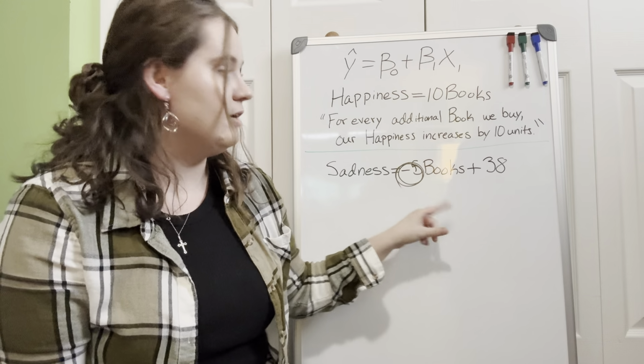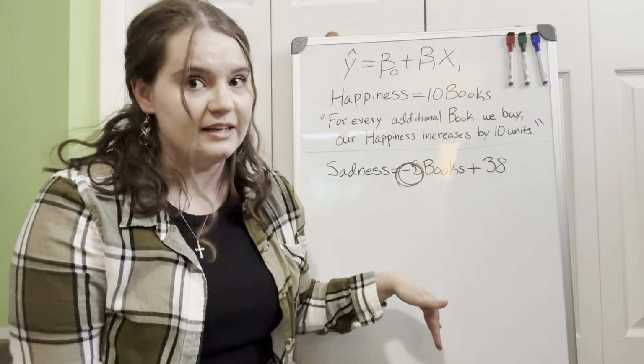This is kind of an awkward pause, I guess. I'll just go ahead and tell you the answer. So the interpretation of this slope is, for every additional book we buy, our level of sadness decreases by 5 units. Now, this negative sign right here is very important. If it is a positive, you are talking about an increase, in this case we had happiness. If it is negative, we are doing a decrease in sadness.